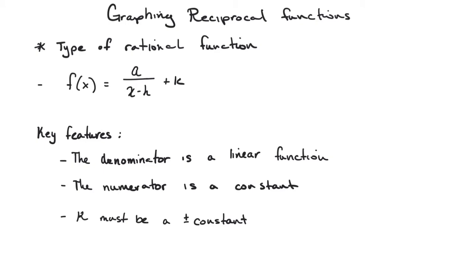If you're given a rational function in that type of form, it's called a reciprocal function, and you don't have to combine the fractions to go through the work. It's actually easier to leave it in this form. Those are the key features you want to look out for in case you're given a mix-up of them. But let's go ahead and take a look at the parent function.